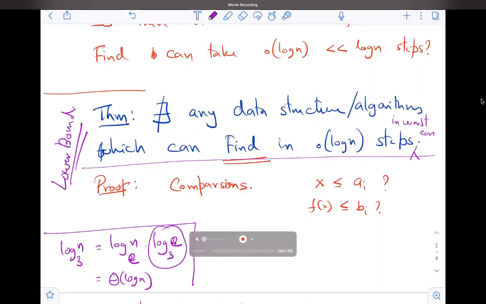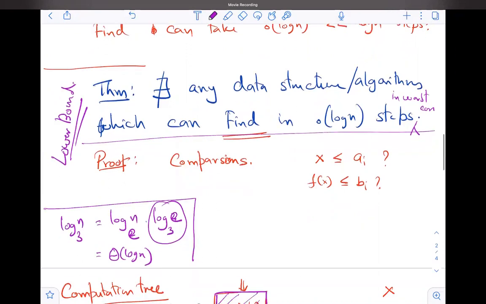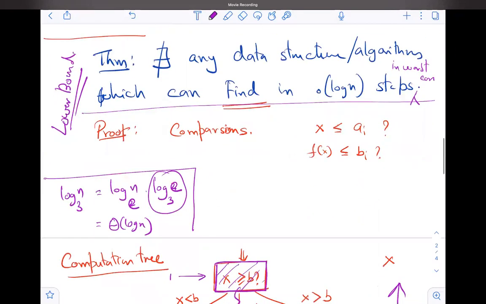Yes, sir, understood. Any questions? Because this is something that we will revisit again later on. And this is very important to understand this lower bound concept.